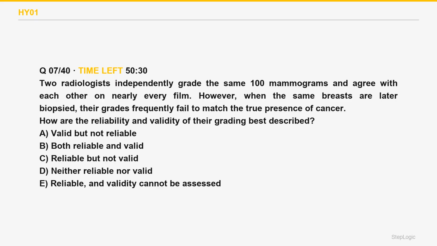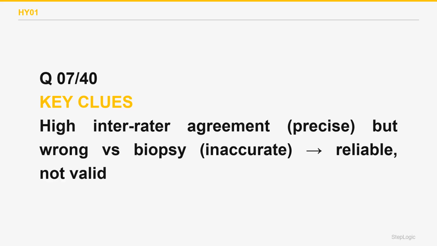How are the reliability and validity of their grading best described? Two radiologists independently grade the same 100 mammograms and agree with each other on nearly every film. However, when the same breasts are later biopsied, their grades frequently fail to match the true presence of cancer. Read the command: reliability versus validity. They agree with each other, but disagree with the biopsy truth.